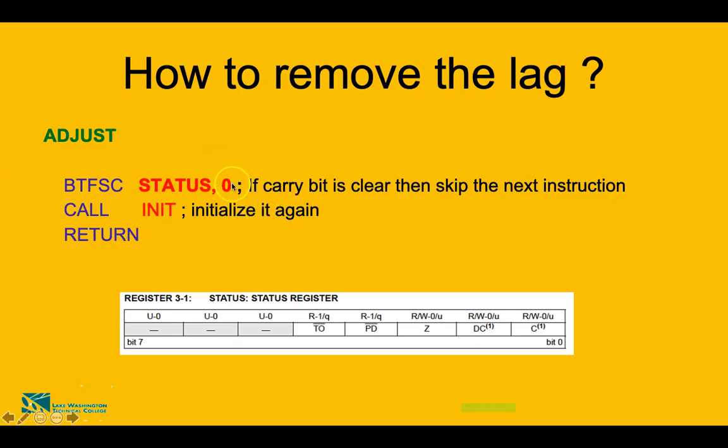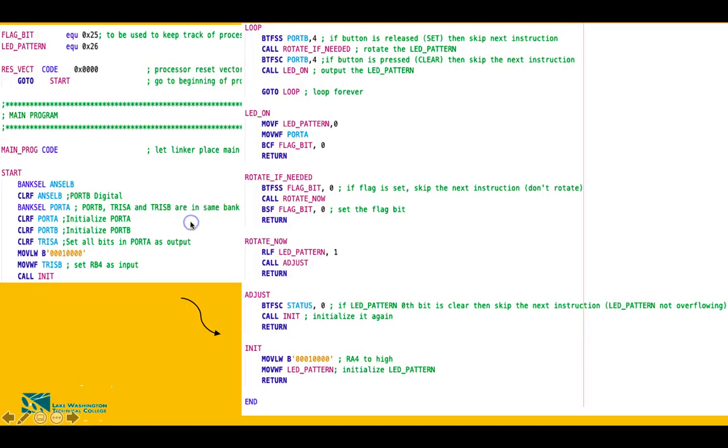If it is not 1, then it will go to this call, and this call was about initializing the LED, again turning on the LED. So let's see the full code. This is our starting code.